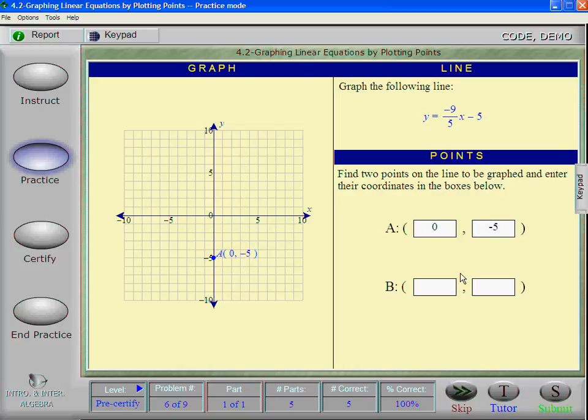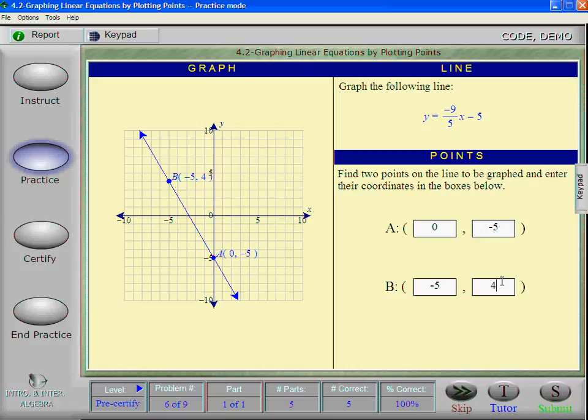What else could we do? Well, we could actually plug in something that would come out nicely. Because 5 is a denominator here, what would happen if I plugged in negative 5 for x? Well, if I plugged in negative 5, negative 5 and 5 reduce, and you end up with negative 1 times negative 9 is 9. Take away 5 would be 4.